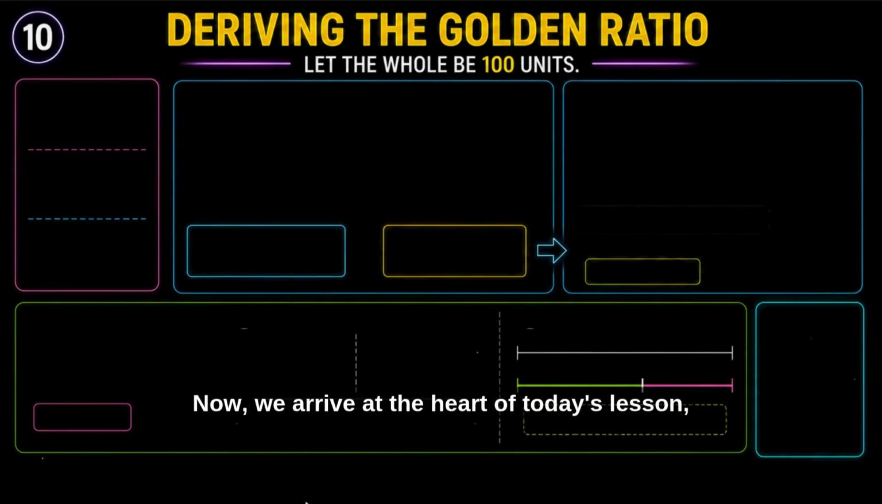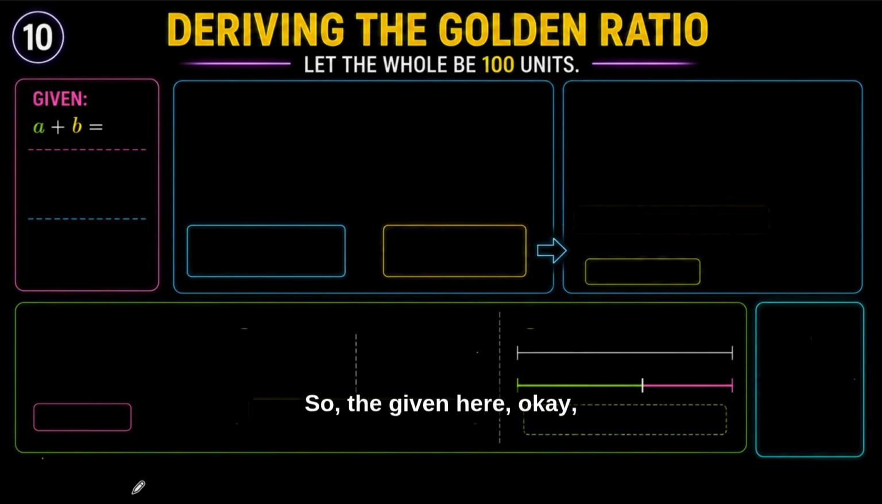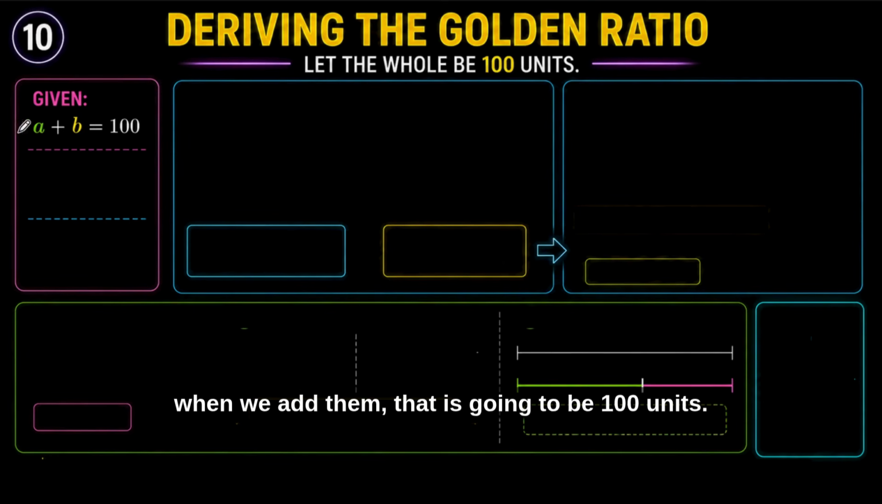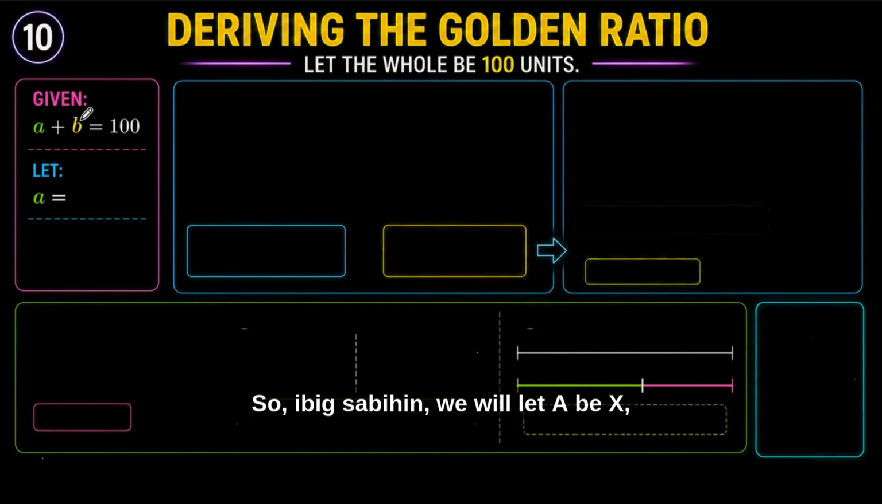Now, we arrive at the heart of today's lesson, and that is the golden ratio. So, the given here is a plus b, that is going to be 100. So this part and this part, when we add them, that is going to be 100 units. So, we will let a be x, and then b would be 100 minus x.